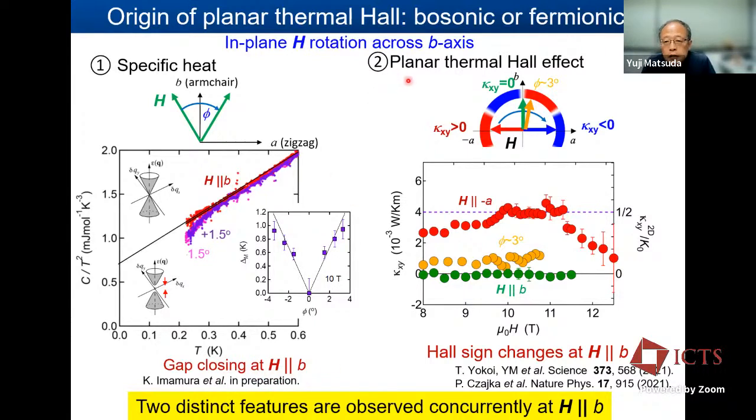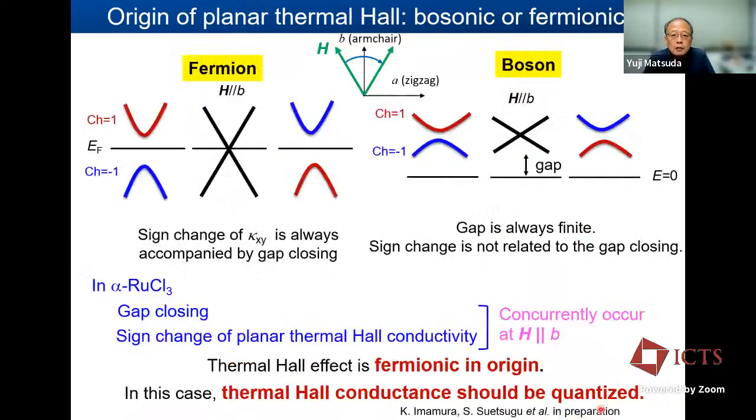Okay, let me discuss the planar thermal Hall effect. As I mentioned before, the planar thermal Hall effect changes sign when the magnetic field is rotated across the b axis. So the Hall sign changes at the magnetic field parallel to the b axis. So these are totally different phenomena. These two distinct features are observed concurrently at the magnetic field parallel to the b axis. These are very important for understanding the origin of the thermal Hall effect. Let me discuss this finally.